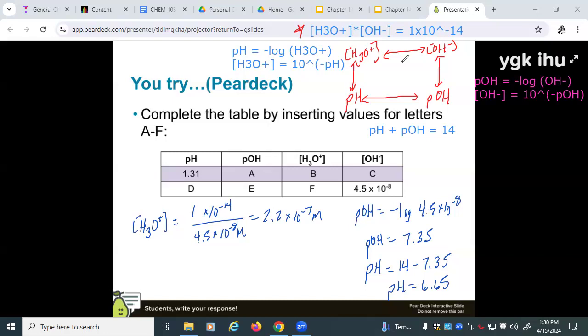So if I'm given hydroxide concentration, what am I being asked to find? Being asked to find the pOH, okay? Take the logarithm of it, I got my pOH. Am I being asked to find the pH? Okay, I can find the pOH, turn it into pH pretty easy. This is basically the essence of this chapter in terms of calculation stuff.